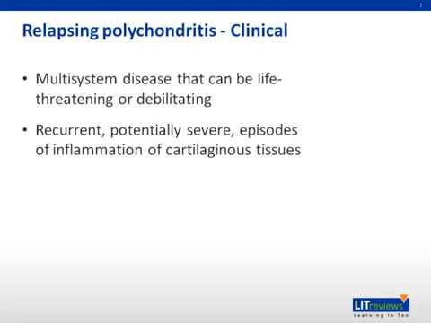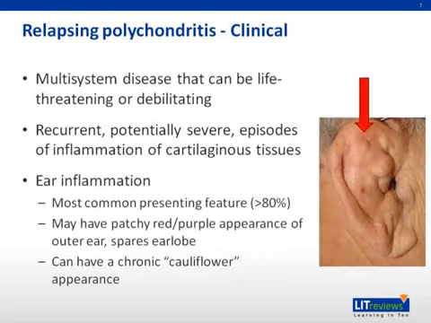The major tissue cartilage that is affected in RPC is the ear, with involvement present in over 80% of cases. On exam, it can appear to have a patchy red-purple appearance of the outer ear, similar to the enlargement seen in the picture with the arrow. It generally spares the earlobe, which is the lower fleshy part of the outer ear. After years, the ear can take on what is described as a cauliflower appearance, again, similar to the picture on the slide.